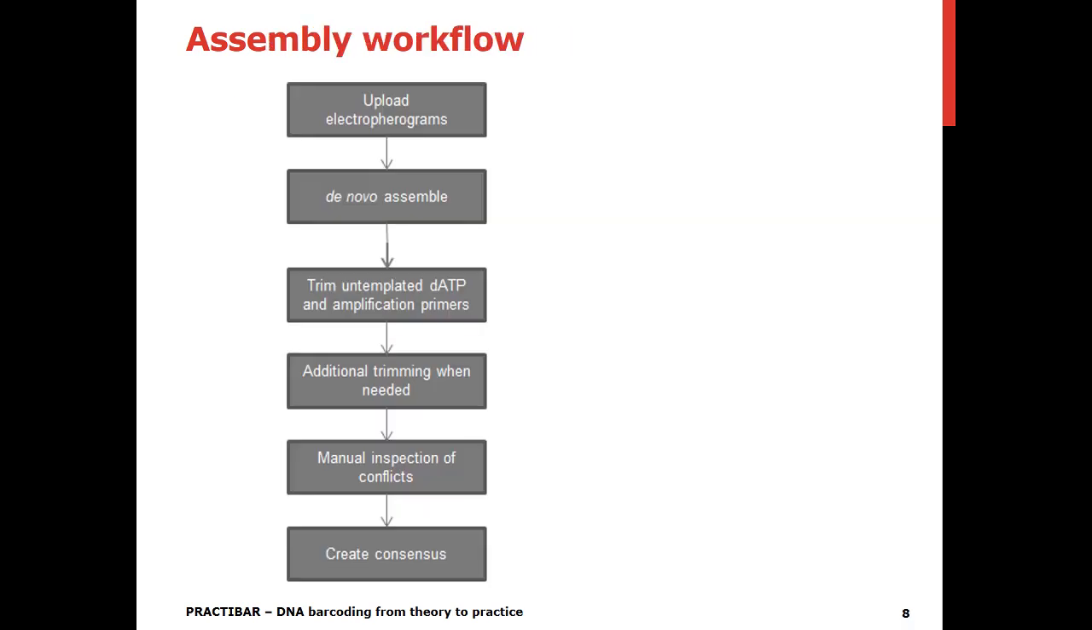So this is the generic assembly workflow. First you upload your electropherograms in the analysis software. And here you can see electropherograms of a forward and a reverse reaction. In peaks, the blue peaks again are the Phred scores of your sequence data, and typically in the beginning of your sequence run, the quality is a bit poorer, and then you have high quality, which, if your sequence run is long enough, will slowly fade out.